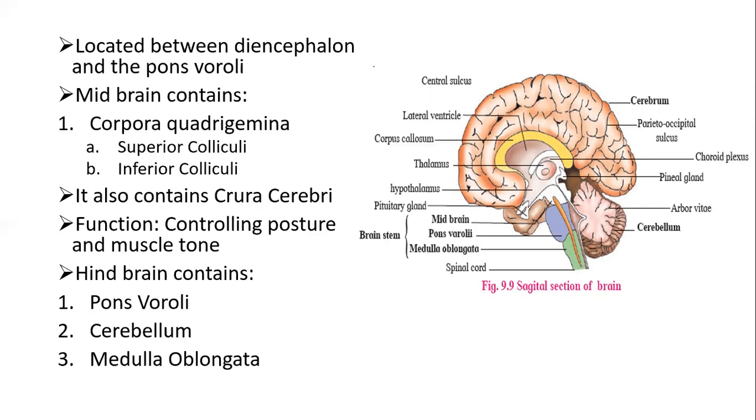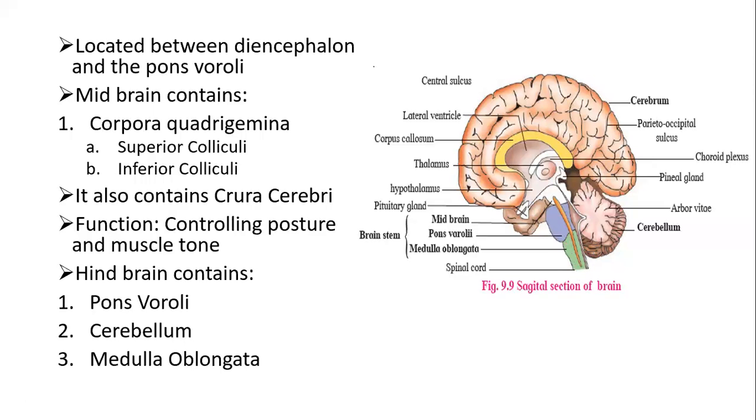Then the medulla oblongata. It is the posterior conical part of the brain and it continues as the spinal cord. We see in the figure here, below is the medulla oblongata. Where does its continuation take place below? In the spinal cord.